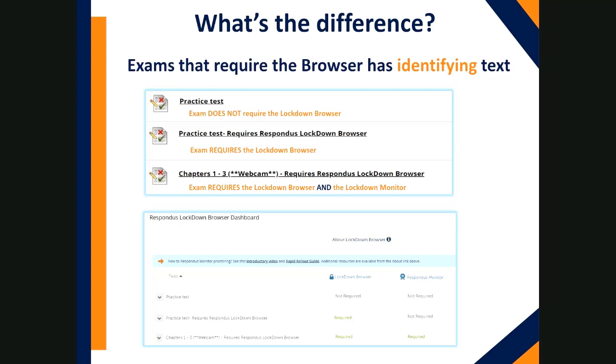Here, I wanted to identify the differences between the actual exams. So this is a normal test that you will see, and the exam does not require the Lockdown Browser. This is a normal test that you will see in Blackboard. When you change the setting, the name of your test will actually say requires Respondus Lockdown Browser. And in addition, if you have required both the Lockdown Browser and the Lockdown Monitor, your test name will change again. It will actually add webcam so that you will know that you have a test that requires the webcam, it requires the Lockdown Browser, or it just requires the Lockdown Browser, or it doesn't require it at all.